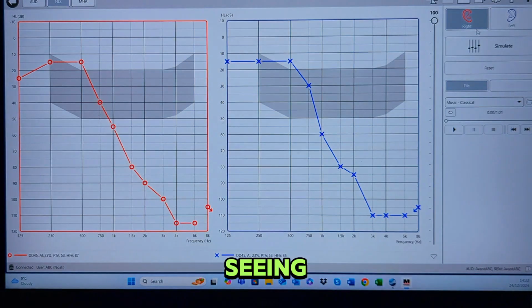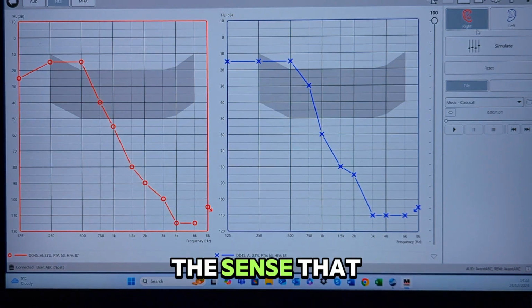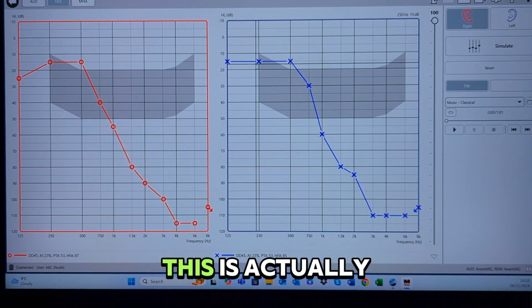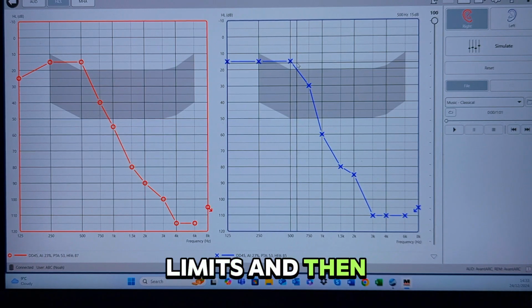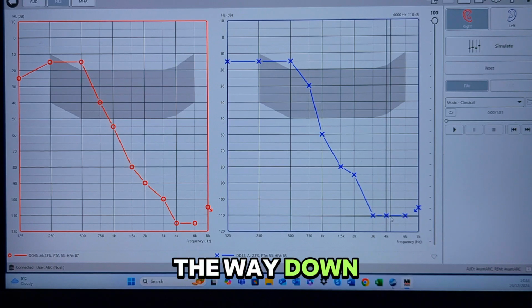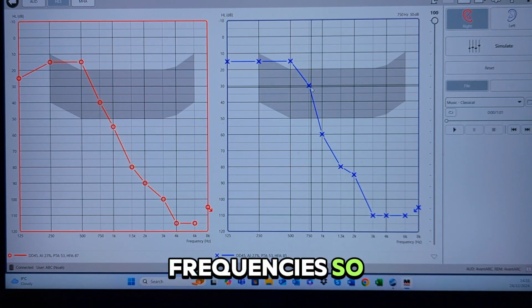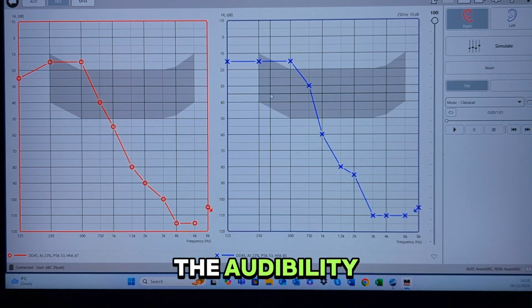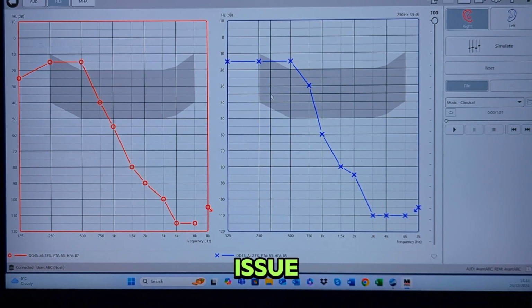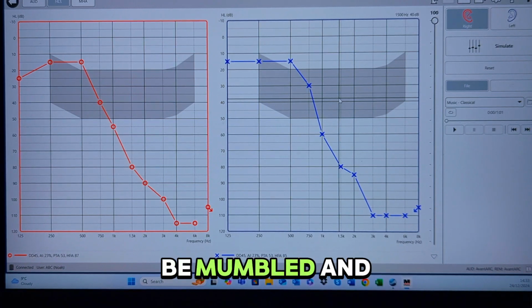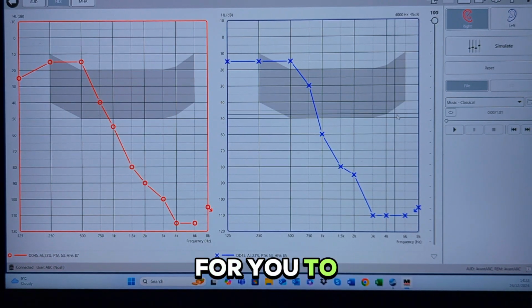We are seeing something quite unique with this shape, in the sense that in the left-hand side of the blue line, which is the left ear, the points are right towards the top. So this is actually well within the normal limits. And then there's a ski slope loss, which is a very abrupt drop, happening all the way down to profound for the high frequencies. So what we expect when we run these simulations is that the audibility, the volume of the speech would not be an issue, but the majority of the words and vowels would be missing, and it would sound very unclear. The speech would be mumbled, and it'll be quite a challenge for you to understand what is going on.